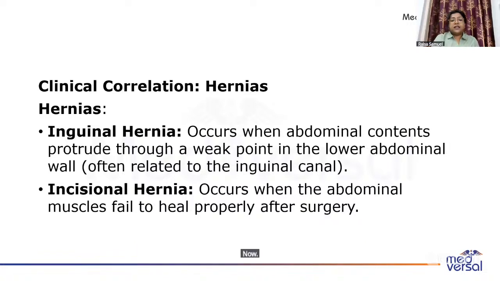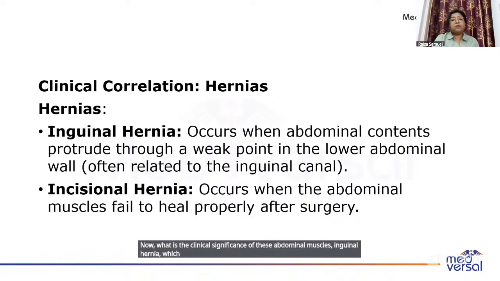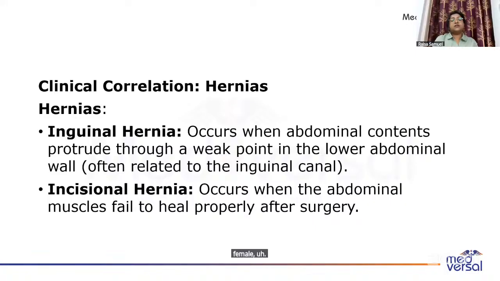Now, what is the clinical significance of these abdominal muscles? Inguinal hernia, which occurs when the abdominal contents protrude through a weak point in the lower abdominal wall, is often related to the inguinal canal. Inguinal hernias are not very commonly seen in females. In females, incisional hernias or umbilical hernias are seen more commonly than inguinal hernia.